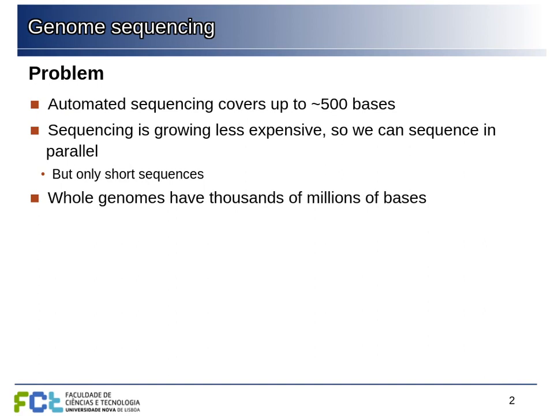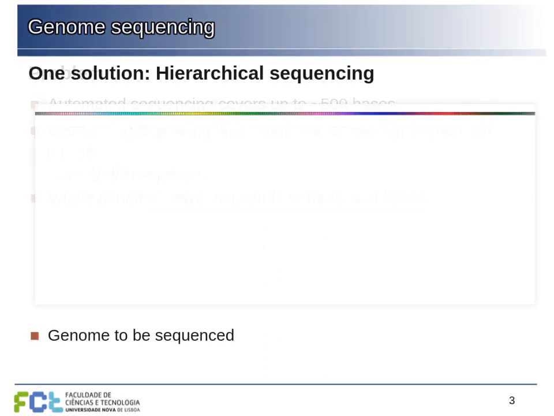So the problem here is that automated sequencing allows us to sequence quickly and relatively inexpensively small fragments of DNA of around 500 bases. However, if we have a whole genome, we have thousands of millions of bases, and we cannot sequence everything in one go. So we can only sequence small, short fragments. One solution to this problem when we want to sequence a whole genome is hierarchical sequencing, where we have this genome we want to sequence.